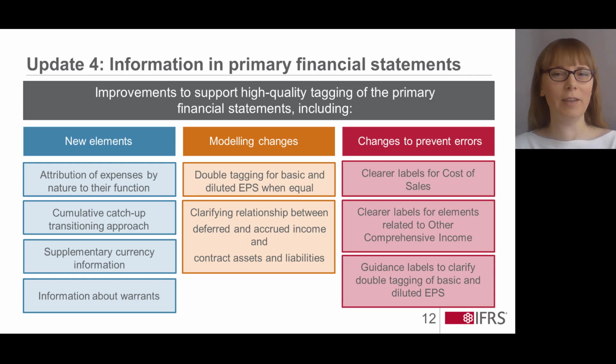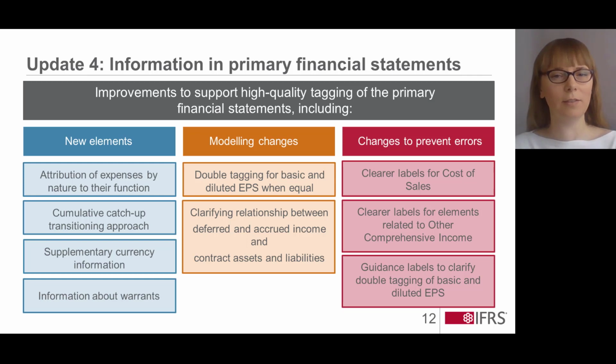We changed the way the IFRS taxonomy treats information about basic and diluted earnings per share, EPS, when basic EPS is equal to diluted EPS. We noticed that companies tag such information in different ways, which was possible in the IFRS taxonomy. So we removed a set of elements from the IFRS taxonomy that combined basic and diluted EPS. Now all companies should double tag such information using two separate elements, one for basic and another for diluted EPS. We added guidance to those elements to explain how this tagging should be done.